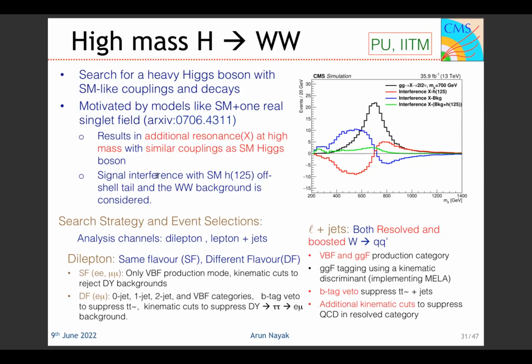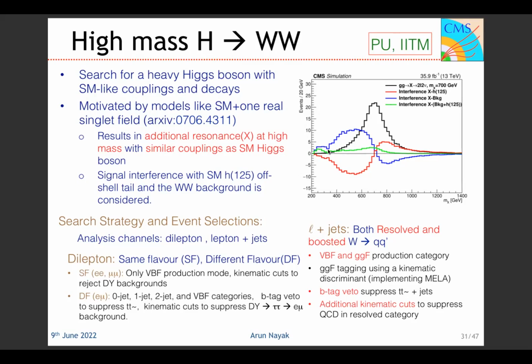In this case, one important factor that needs to be taken into account is the interference. This signal interferes with the off-shell standard model Higgs production, and also with the standard model WW background. You can see in this plot that the black line is without the interference for this signal. For example, if you consider a 700 GeV resonance heavy Higgs, then the interference with the standard model Higgs off-shell contribution is given in red, and the interference with the WW background is in blue.